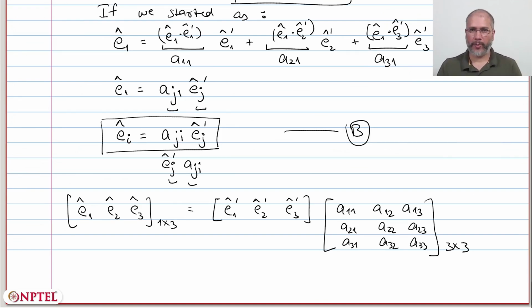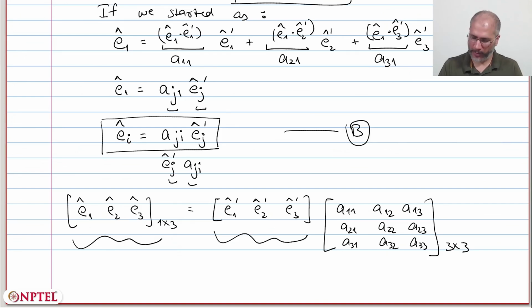So this is the matrix representation of the transformation from the primed unit vectors to the base unit vectors. So today in this lecture, we defined the transformation matrix A. We showed that A is orthogonal, which is actually a very important property.